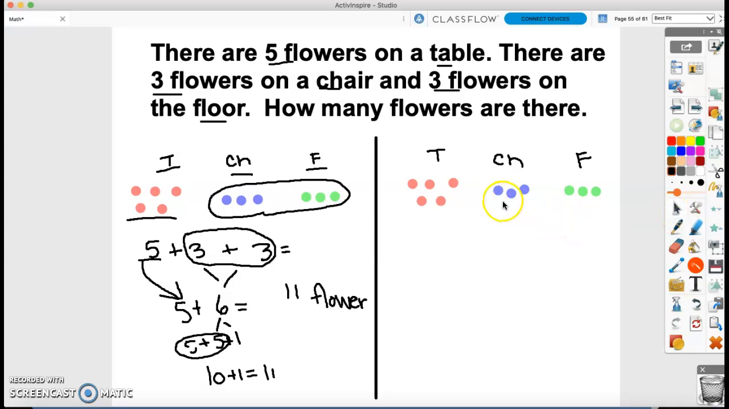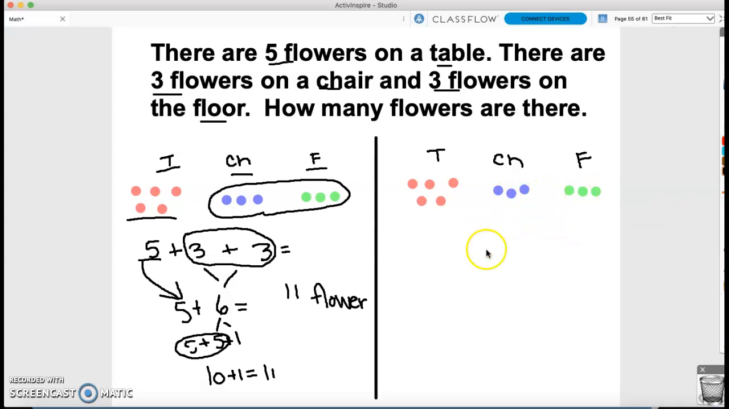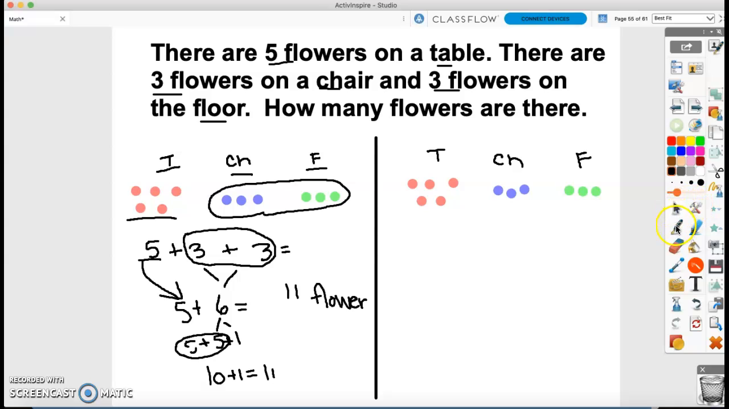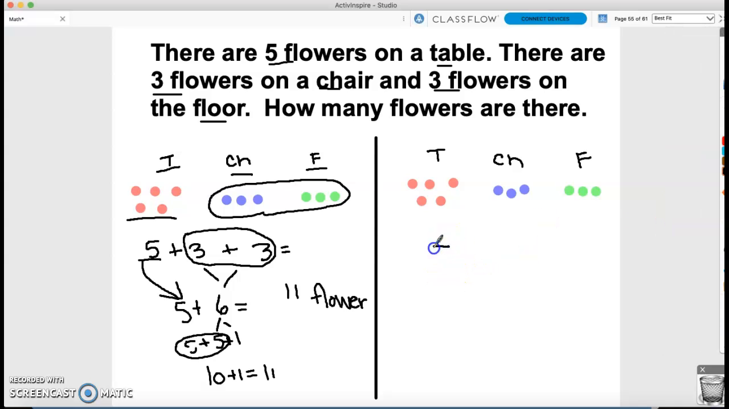So I need to add in a different way. So this time I cannot add 3 and 3 because I did it last time. So I want to show a different way that I can add. So I'm going to look at my number sentence and write that down. So it would still be 5 plus 3 plus 3. And this time I'm going to add 5 and 3.